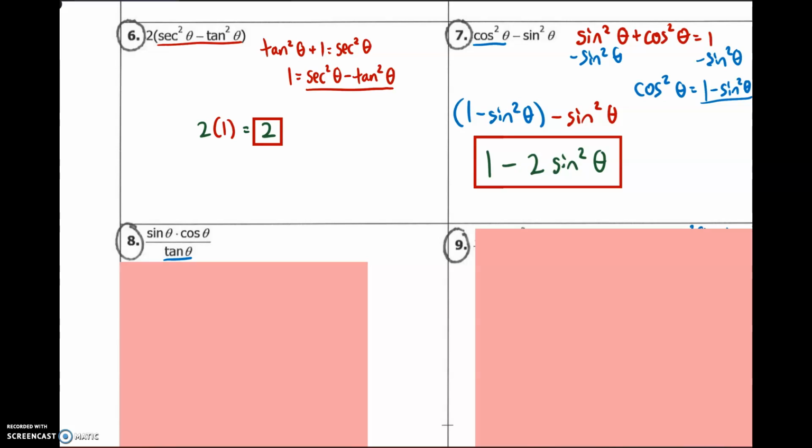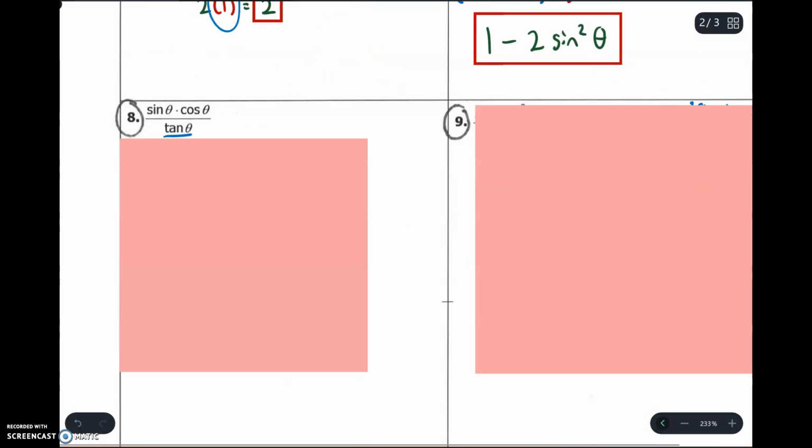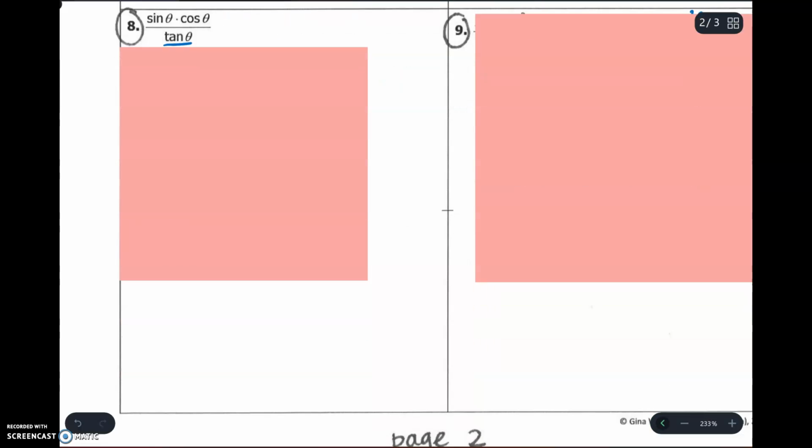Once I know that, just like in that last question, I can replace that expression with the value that it's going to be equal to. I just replace that with a 1. Then I just have an expression as simple as 2 times 1, and that final answer is just going to give me 2.